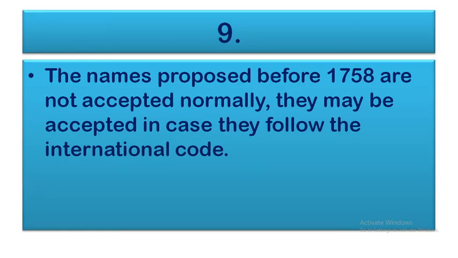Then the names proposed before 1758. What is 1758? Why is this year taken? Because the 10th edition of Systema Naturae, which has the binomial nomenclature rules, was published in 1758, and after this year everything changed and the rules have to be followed. But the names which are proposed before 1758 are not accepted normally. They may be accepted in case they follow the international code.